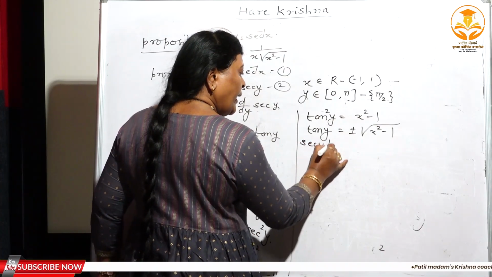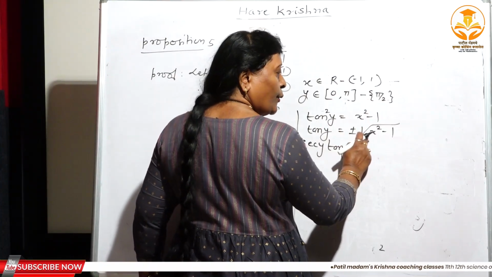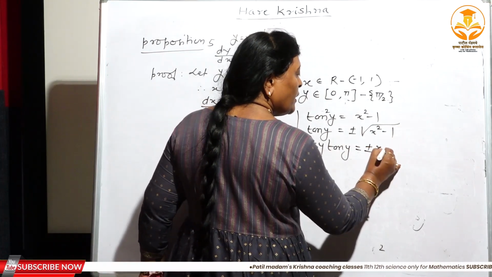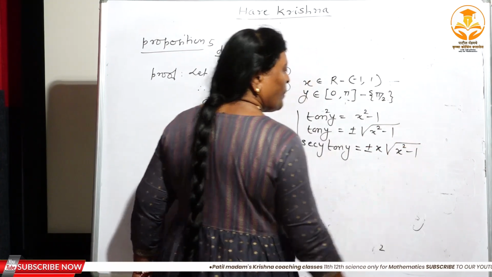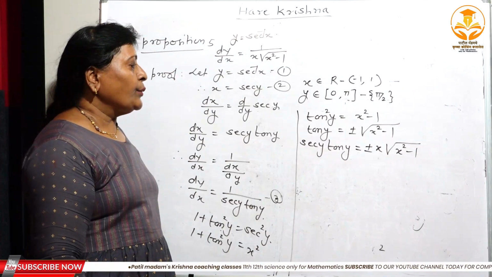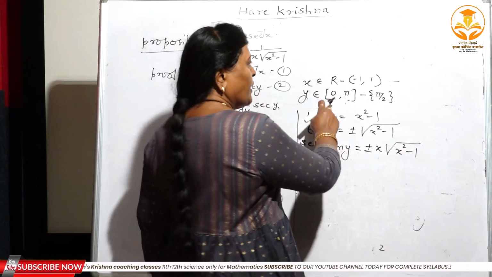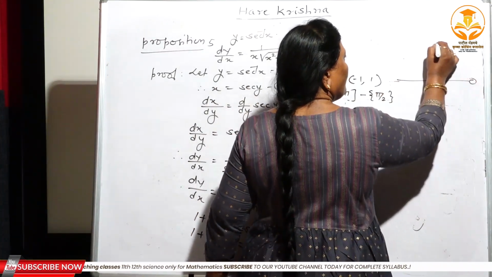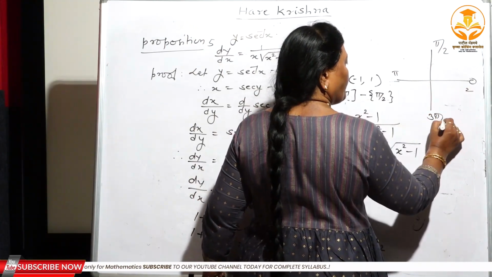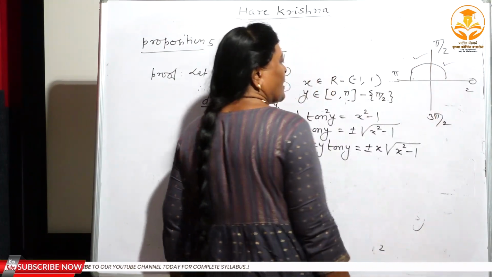Therefore, sec y into tan y is nothing but sec y means x, and this is plus minus root of x square minus 1. Therefore, sec y into tan y you have got as x into root of x square minus 1, plus minus. Again the problem is whether you have to take positive or negative. That depends upon which interval y belongs to. Generally y belongs to what here? That is 0, this is pi by 2, this is pi, this is 3 pi by 2, and this is 2 pi, isn't it? Therefore, 0 to pi means it lies in what here? First and the second quadrant.